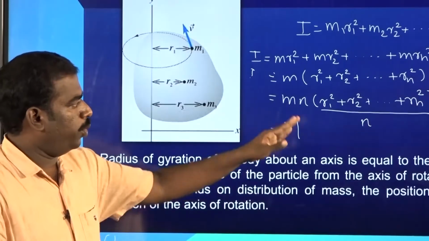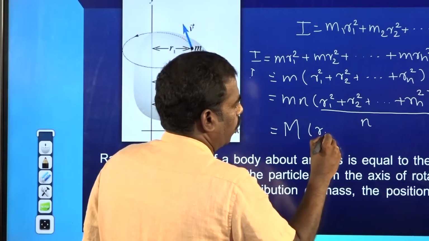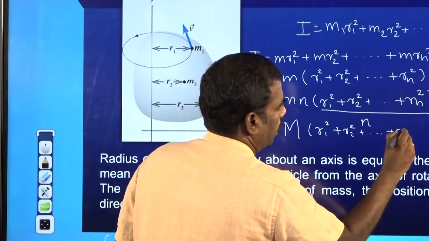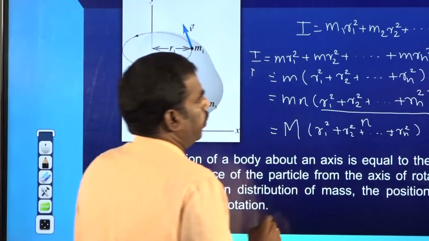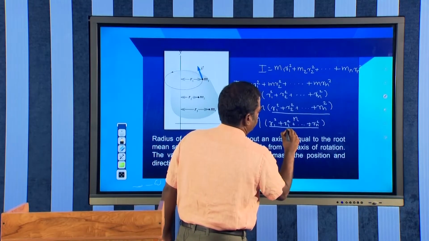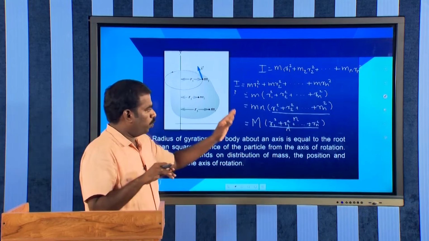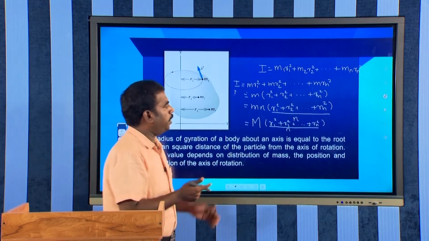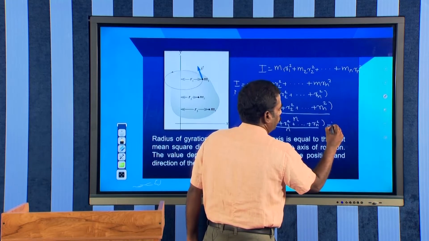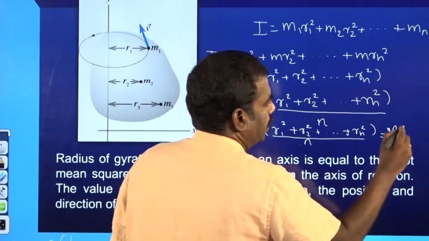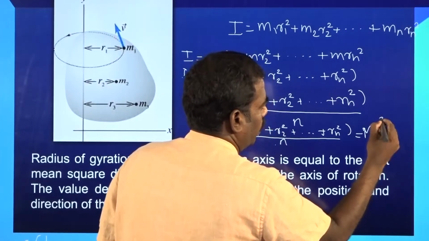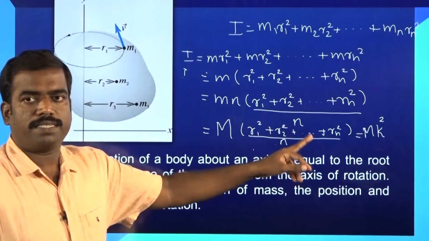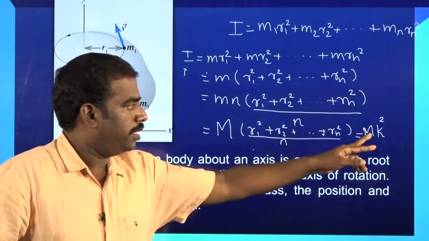So, capital M into what? r1 square plus r2 square plus etc. plus rn square divided by n. So, mass into some term. I am just substituting this term as k square. What is k square? It is r1 square plus r2 square plus etc. plus rn square by n. It is given as k square.